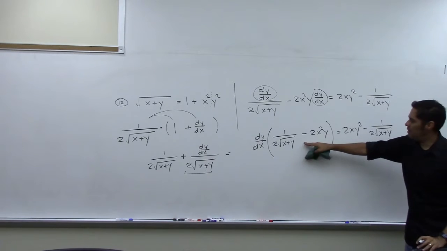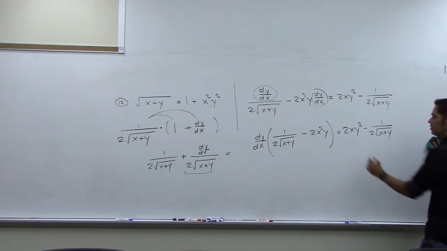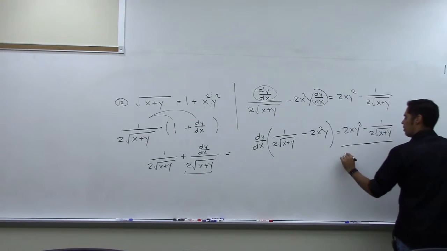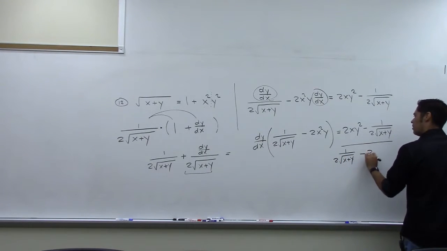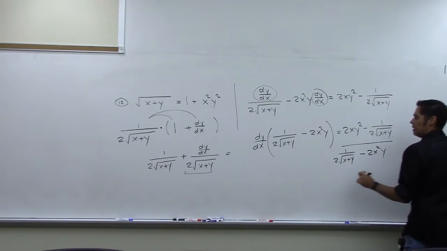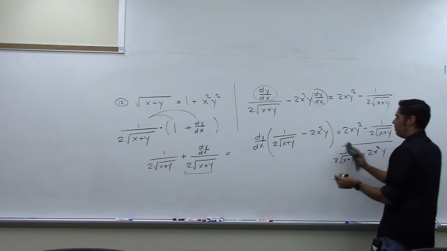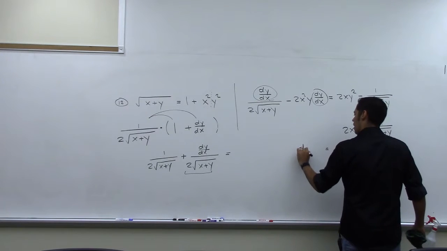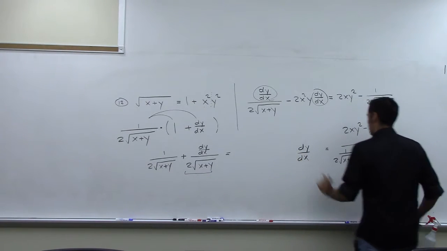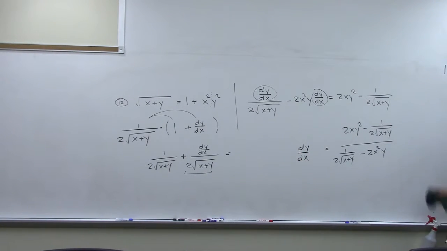And then I divide this over here on this side. Let me just do that real quick. Shortcut, 1 over 2 root x plus y minus 2x squared y. And when I divide that out, all I'm left with is dy dx. So dy dx is this. And again, the book may go a little further.